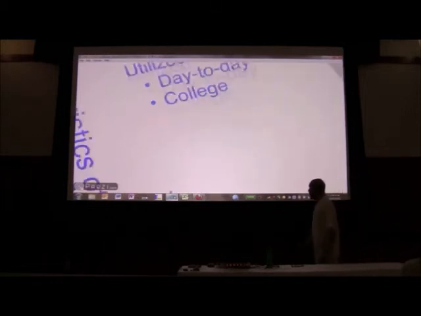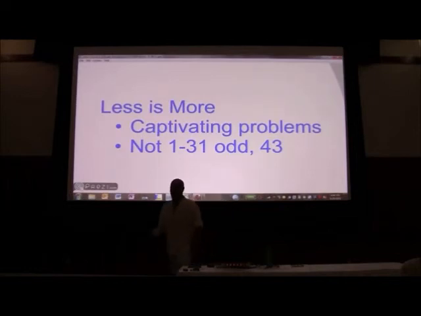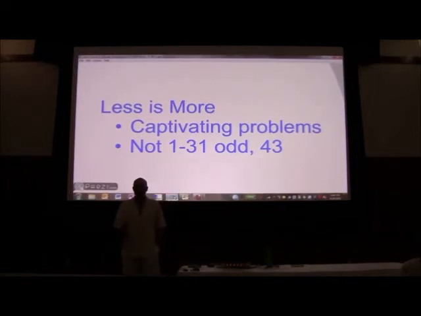Secondly, less is more. We need to start giving them captivating problems. Problems 1 through 31 odd and 43 ain't doing it. Perhaps we should just be doing number 43.